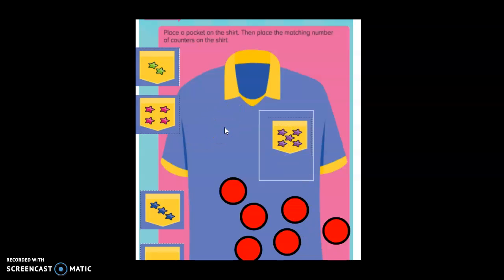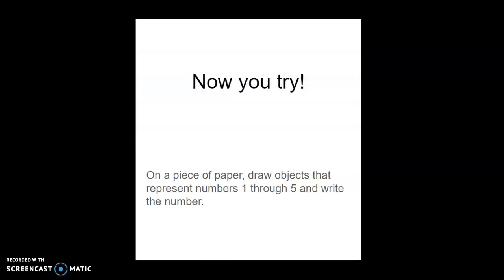What number do we have here? Let's count. 1, 2, 3, 4, 5. Good job. Now I need how many counters? You're right. I need 5. 1, 2, 3, 4, 5. So I would draw 5 counters on my paper and write the number 5.